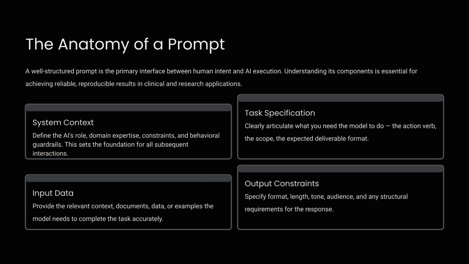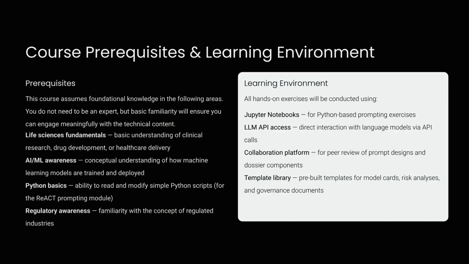A well-structured prompt is the interface between human intent and AI execution. Its anatomy includes defining the system context and the AI's role, providing a clear task specification and input data, and setting explicit output constraints. This course assumes a foundational understanding of life sciences, AI/ML concepts, Python basics for coding exercises, and regulatory awareness. Hands-on exercises will use Jupyter notebooks and LLM API access.